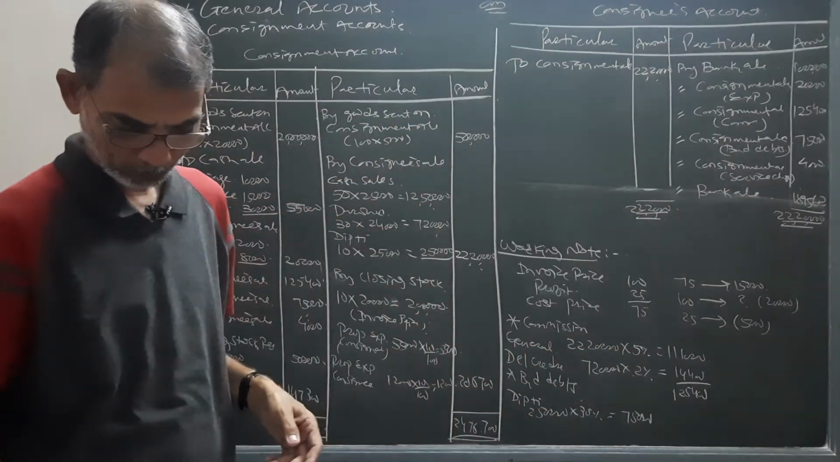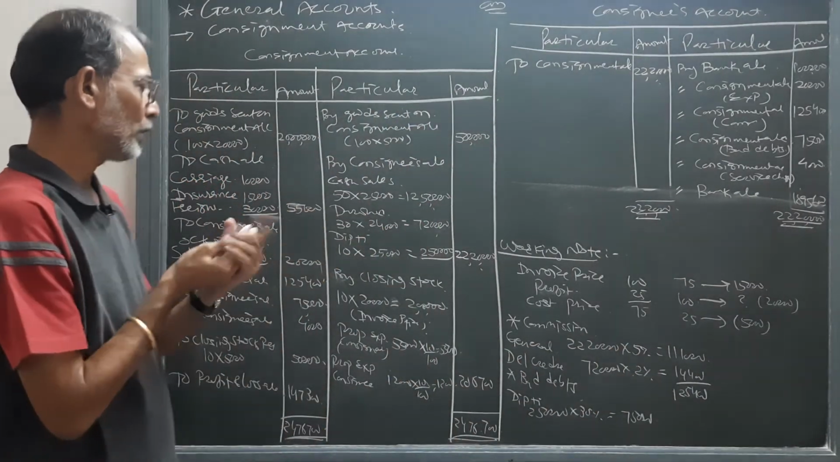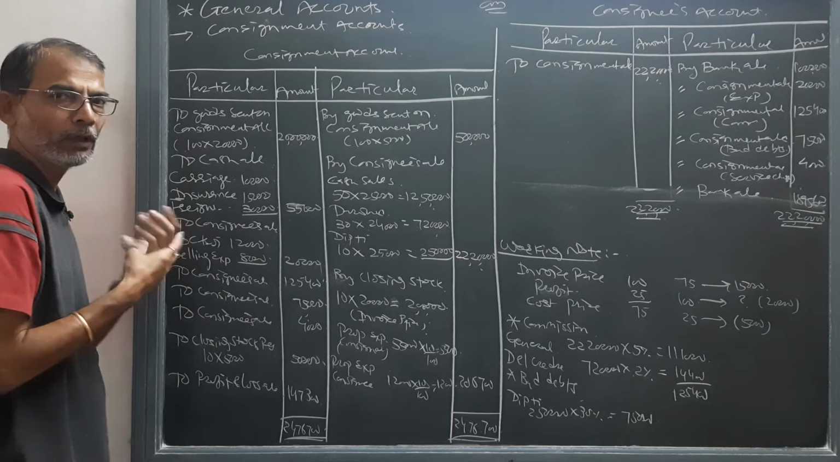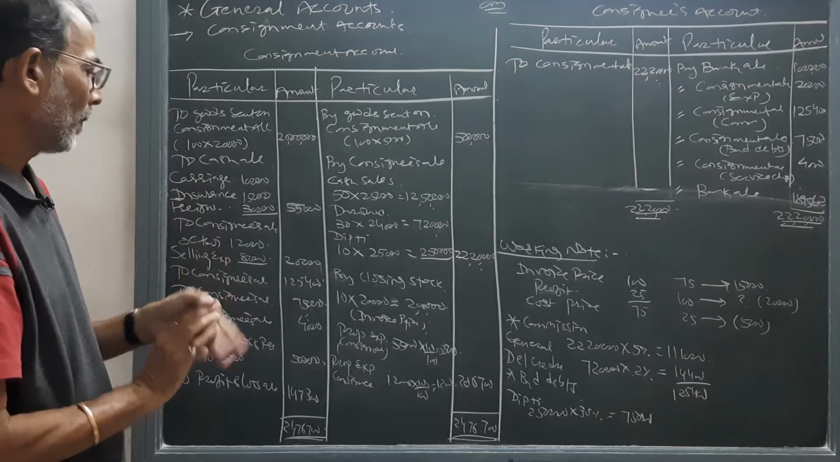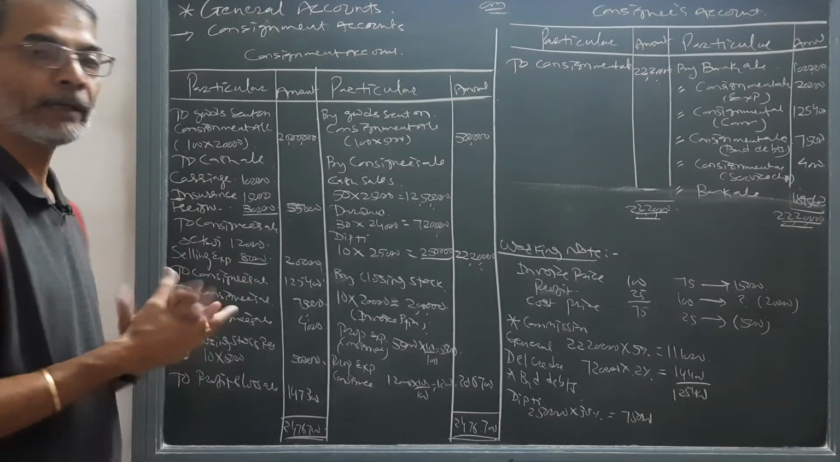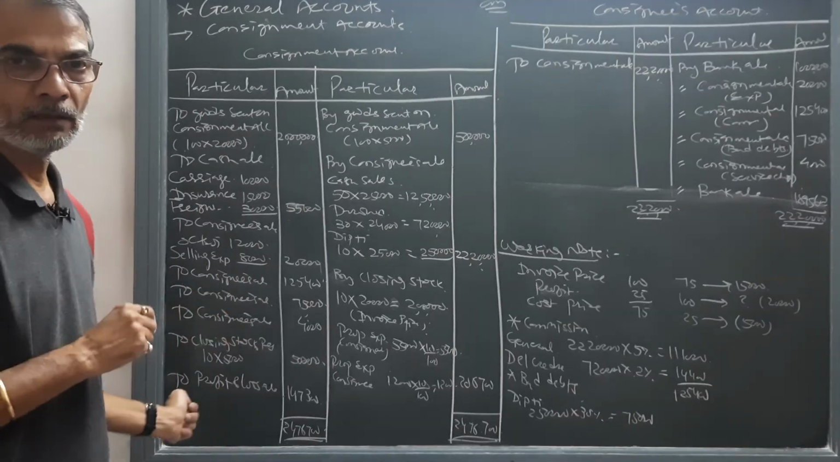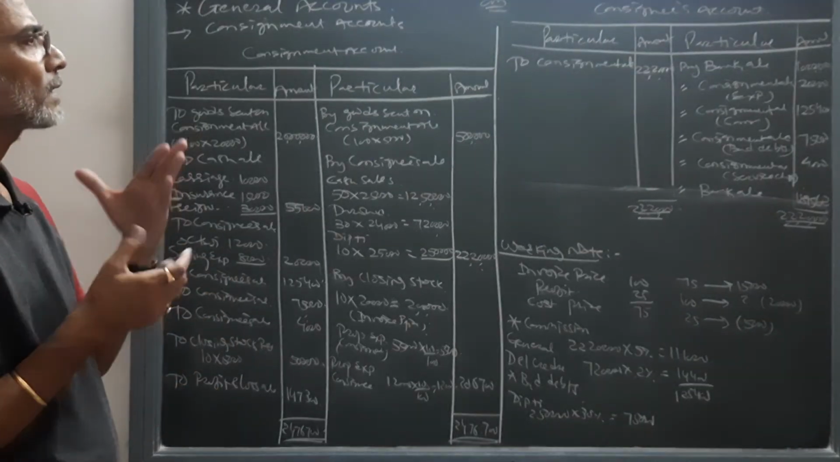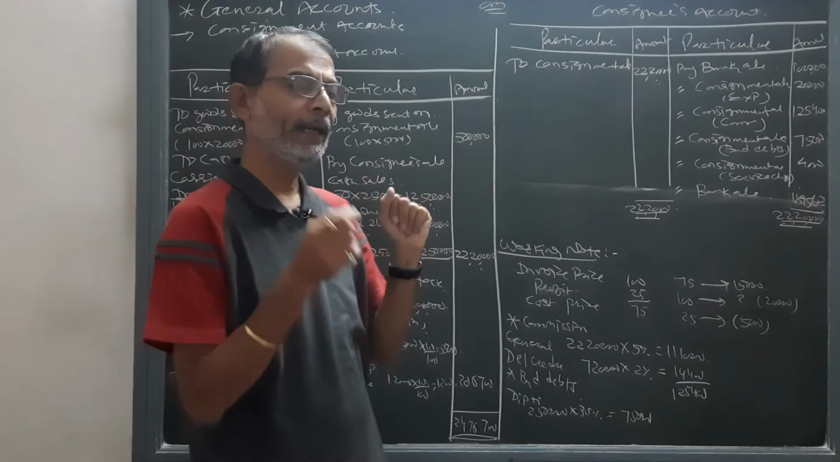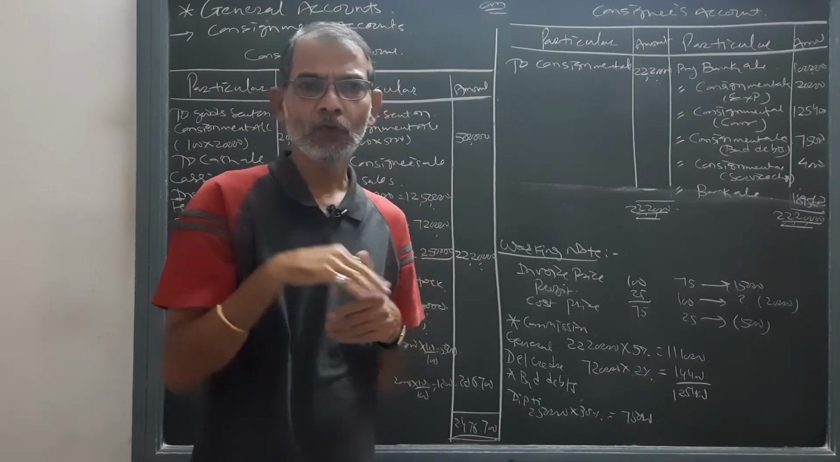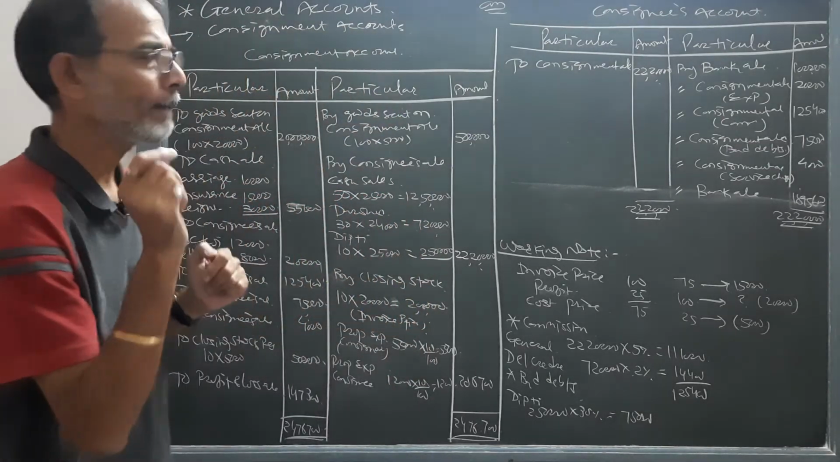In this way, we can find both the accounts. In the consignment account, we will find net profit, while in the consignee's account, we have to find how much amount will be sent by him.